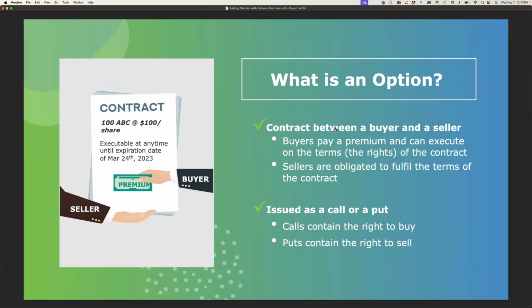So an option is simply a contract between a buyer and a seller. And in the case of an option contract, the buyer is always going to pay a premium and can execute on the terms of the contract. And on the other side, sellers are obligated to fulfill the terms of the contract and effectively collect the premium that the buyer pays for the option.